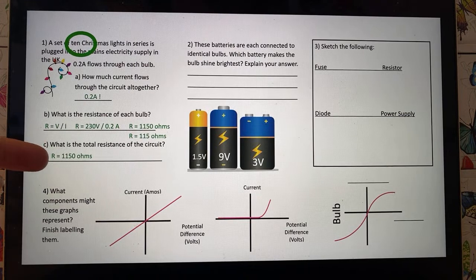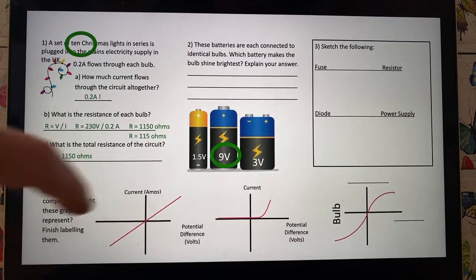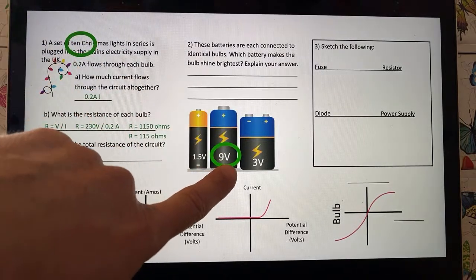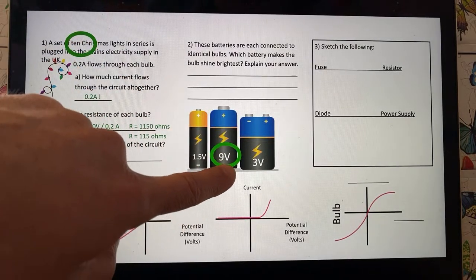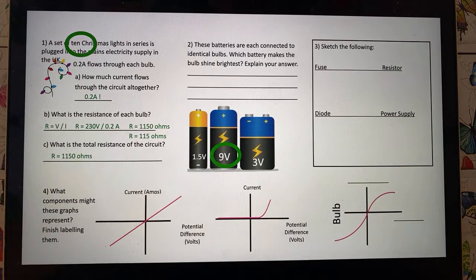It's 1,150 ohms. Well done if you said that size doesn't matter at all, and it's the battery with the highest voltage, or the cell with the highest voltage, I should say, which is going to make the bulb shine brightest because it's giving the current the most push, or it's got the most energy, providing the most energy per charge. Sketch the following. All right, let's do this.